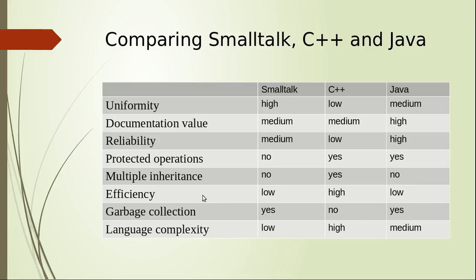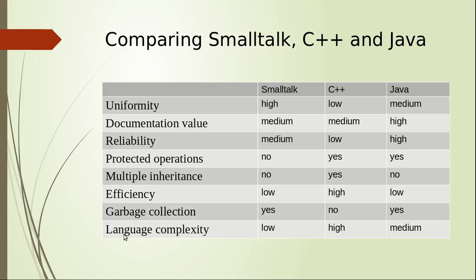How efficient are these languages? Smalltalk has pretty low efficiency. That's the main reason that killed Smalltalk. It never made it to the mainstream. Java is also pretty low in efficiency, but C++ is highly efficient. On the other hand, Smalltalk and Java are pretty good in that they have their own garbage collection systems. And as we all know, C++ doesn't have any garbage collection system.